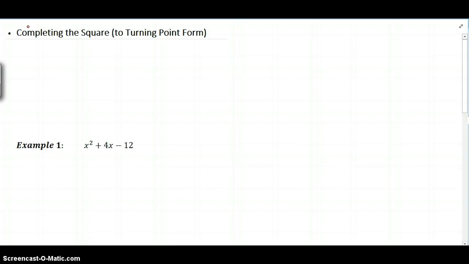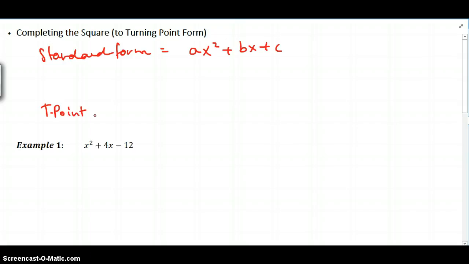So those two terms that I just brought up were standard form, and we've been introduced to standard form before. Standard form is just ax squared plus bx plus c. And turning point form was the other thing I used. I'm just going to put t-point. Turning point form is known as a brackets x minus h plus k.